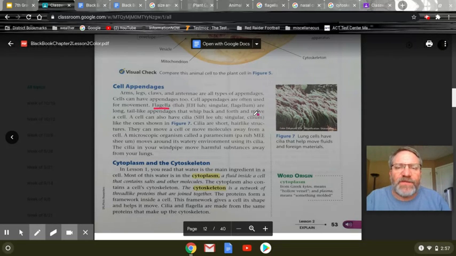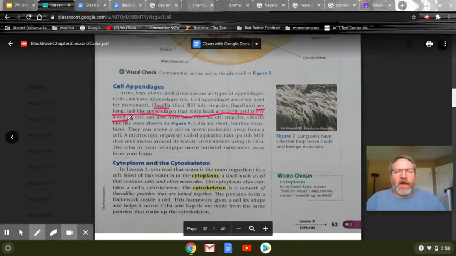So, what is flagella? Flagella are long tail-like appendages that whip back and forth and move a cell. Flagella are long tail-like appendages that whip back and forth and move a cell. Now, hit pause and type that in.